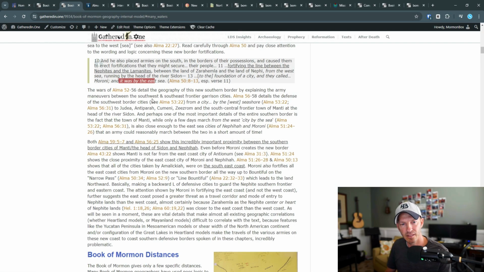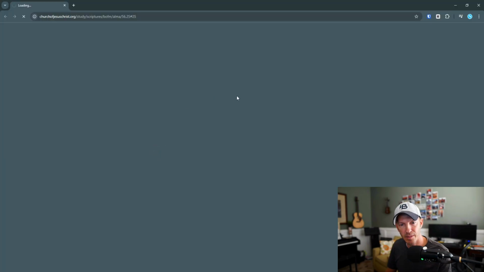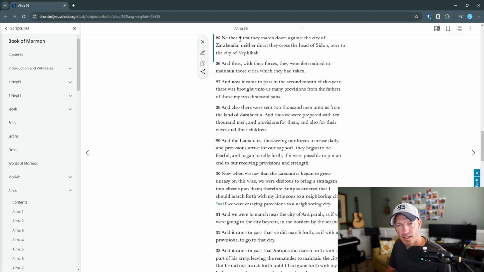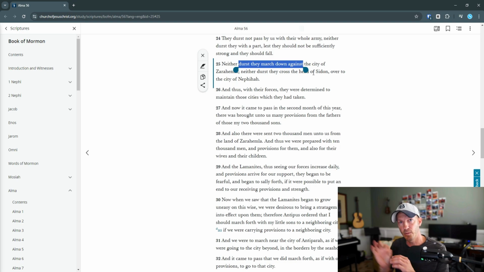And it's not the only one, right? There are other ones too that talk about the proximity, like where it says, neither durst they march down against the city of Zarahemla, neither durst they cross the head of Sidon over to the city of Nephihah. And this is talking about Lamanites that are sitting in the city of Manti, right? So we're once again making this close proximity between Nephihah and Manti. Not close enough that they can just easily march over there, but close enough that it's their next big option. And it's probably somewhat similar, the distance to Zarahemla and the distance to Nephihah, because that's the choices they're making. Probably a little closer to Nephihah, because if they're going to march down to Zarahemla, they're going to meet a lot of resistance. So you can think of the calculations they're making in their mind here and come up with proximities to that.